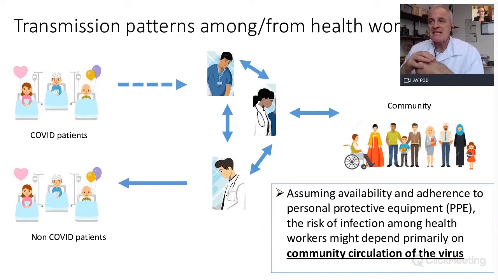But importantly, healthcare workers are also part of the community, and that's very important. And assuming availability and adherence to personal protective equipment, the risk of infection among healthcare workers might depend primarily on community circulation of the virus. In other words, healthcare workers can get infected from patients, but also from the community, whether it's a general community or the community within the hospital. I don't want to discuss it further today because that's not the purpose of my talk, but that's a real issue. And I can tell you that I'm spending a lot of my days today working on this process only.